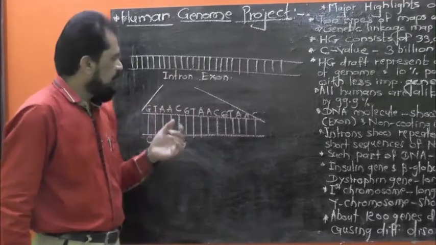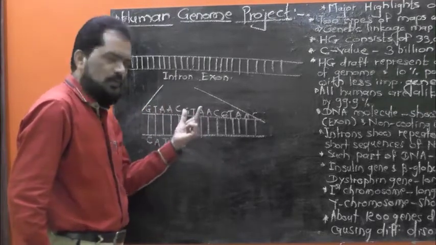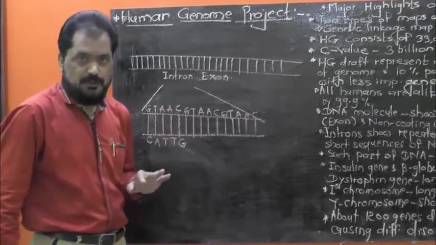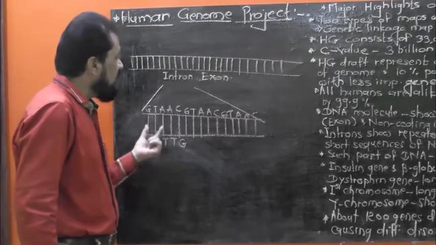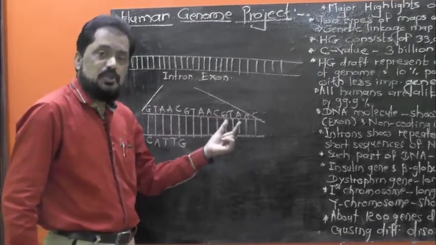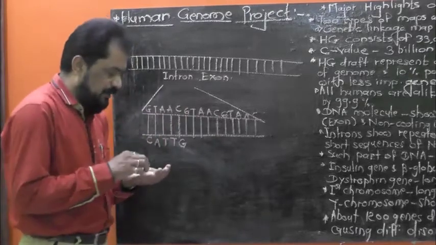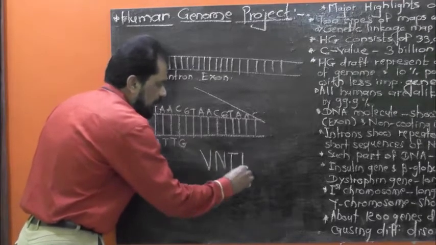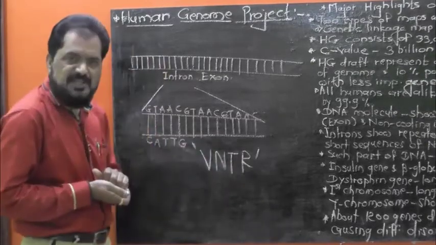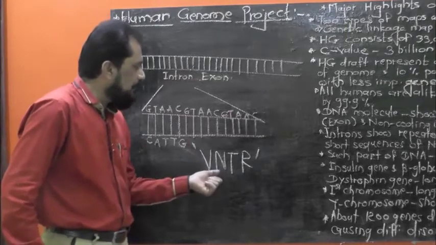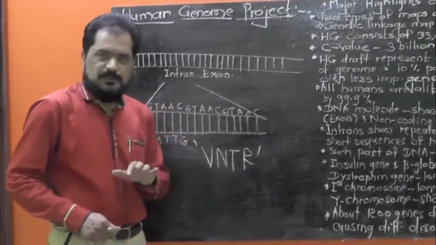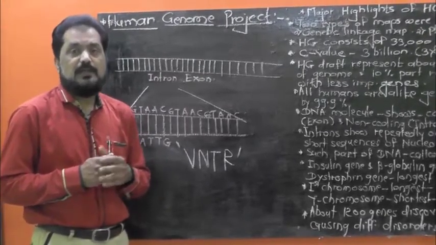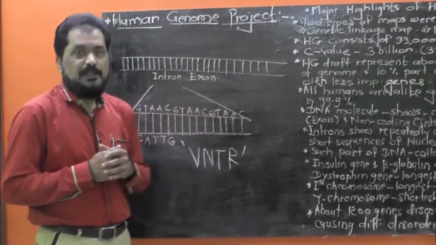प्रत्येक मानवामध्ये ह्या ज्या शॉर्ट सिक्वेन्सेस आहेत न्यूक्लियोटाइड्सच्या, त्यांची संख्या इंट्रॉन्स मध्ये वेगवेगळी असू शकते. And such repeatedly occurring short sequences of nucleotides in the intron are called VNTR, that is variable number of tandem repeats. This VNTR has great importance in DNA fingerprinting, about which we shall study in the next topic.